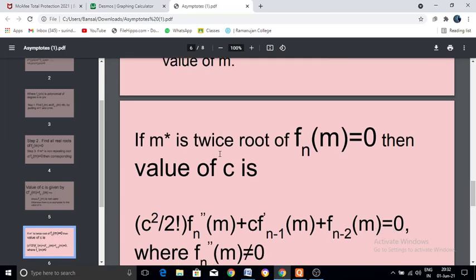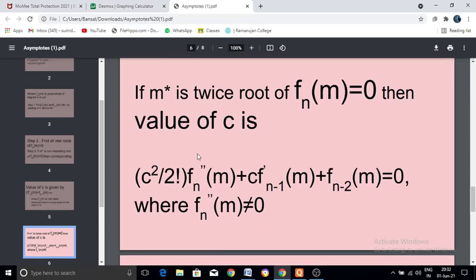Further, if m* is a double root of f_n(m) equal to 0, then the value of c is given by c squared divided by 2 factorial into the double derivative of f_n(m), plus c times the single derivative of f_(n-1)(m), plus f_(n-2)(m) equal to 0, where the double derivative is non-zero.